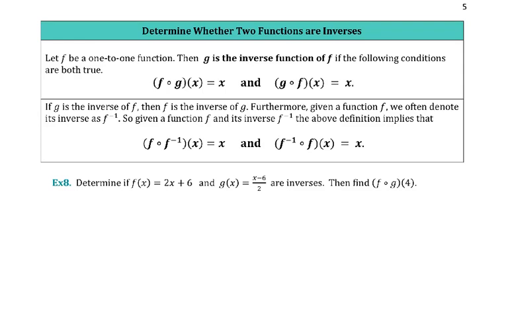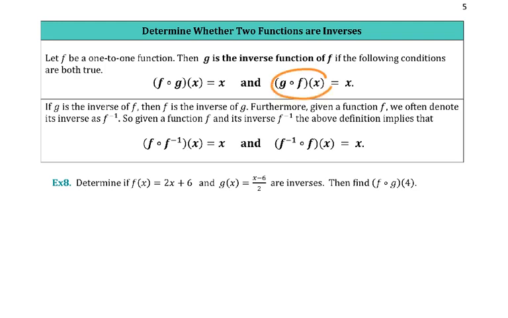All right, we just have one last topic in our inverse section, and this is a way that we can determine whether two functions are inverses. Essentially, what we want to remember is that if we have the composition of inverse functions, f of g or g of f, in both situations it's going to simplify down to x if they are inverses.